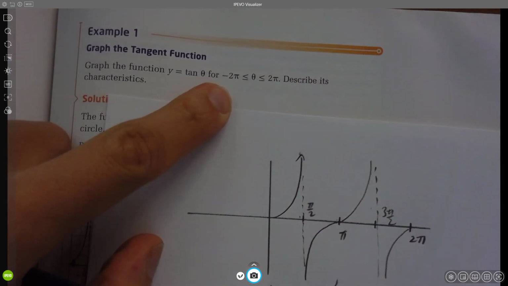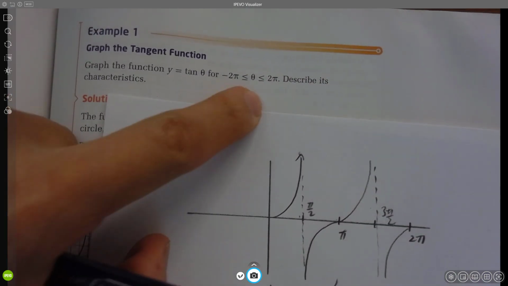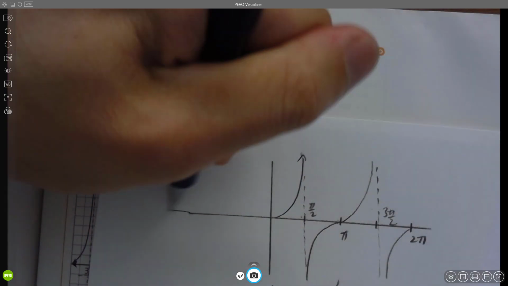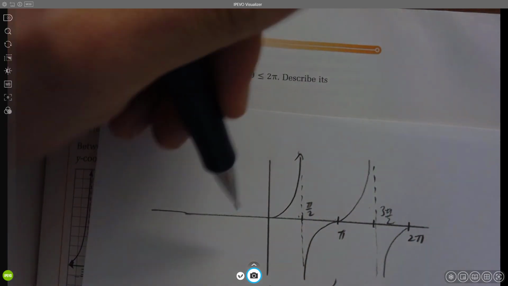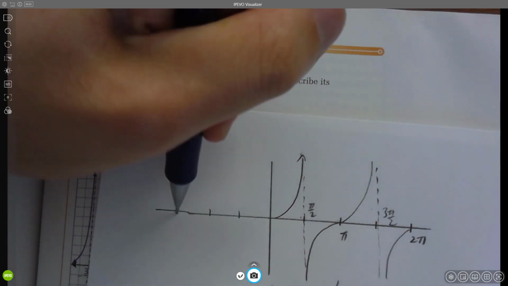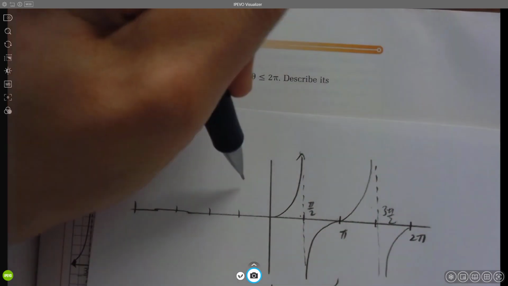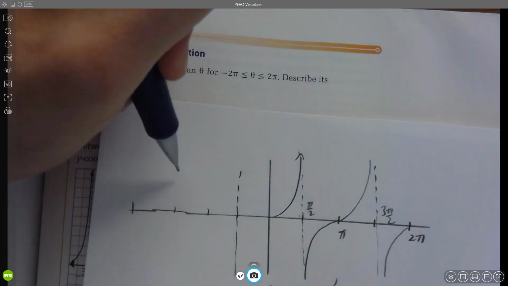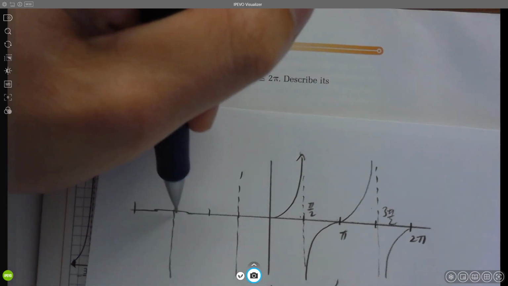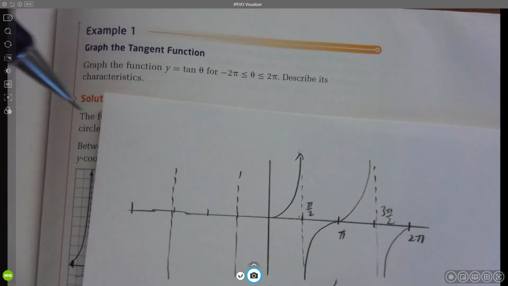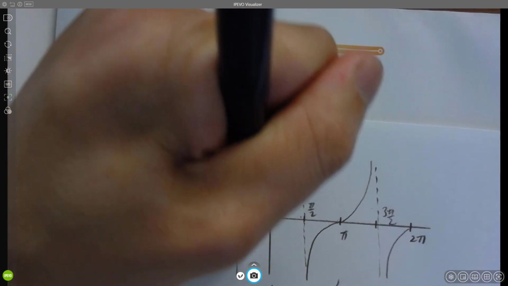And so we're going to graph it not only from 0 to 2 pi, but also to negative 2 pi. So let's go backwards. We're going to go backwards another 2 pi. So this is pow. Notice how the vertical asymptotes appear every pi units apart. And we're just going to continue this pattern.